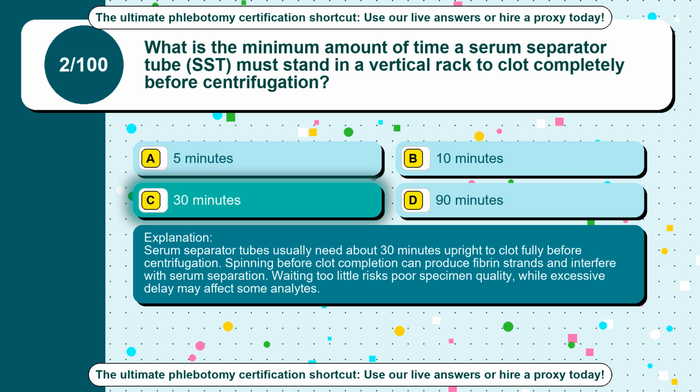Serum separator tubes usually need about 30 minutes upright to clot fully before centrifugation. Spinning before clot completion can produce fibrin strands and interfere with serum separation. Waiting too little risks poor specimen quality, while excessive delay may affect some analytes.